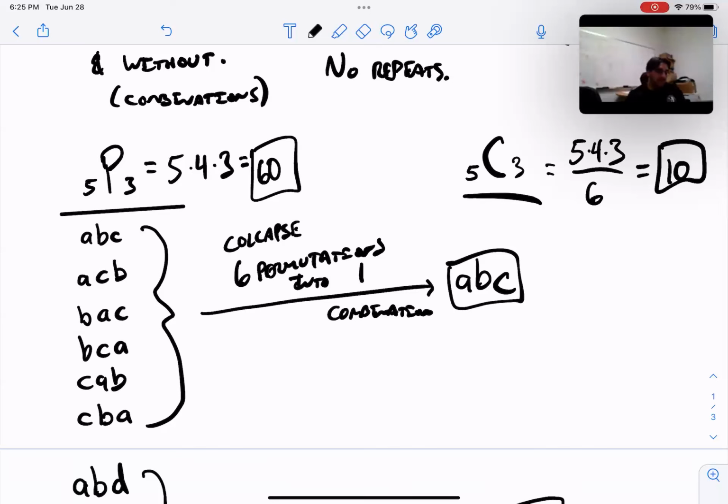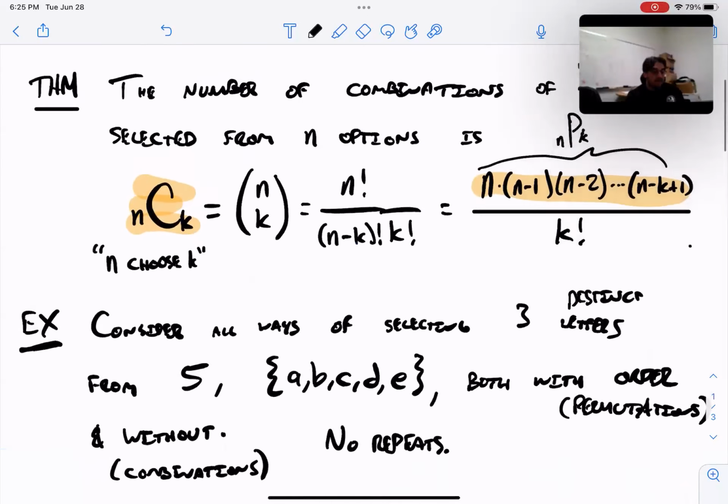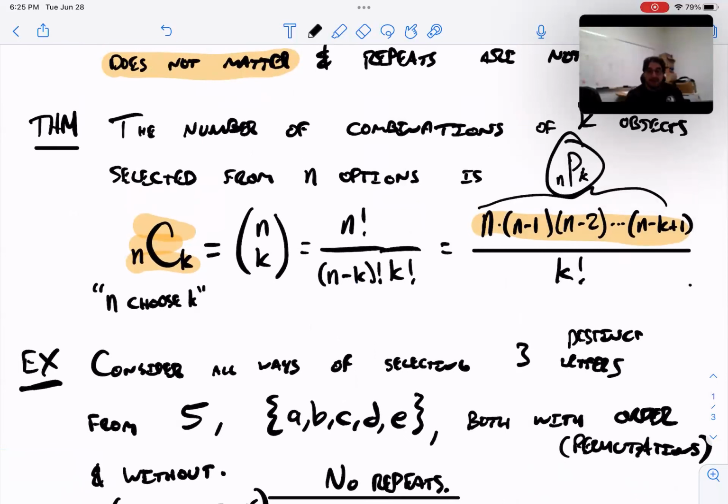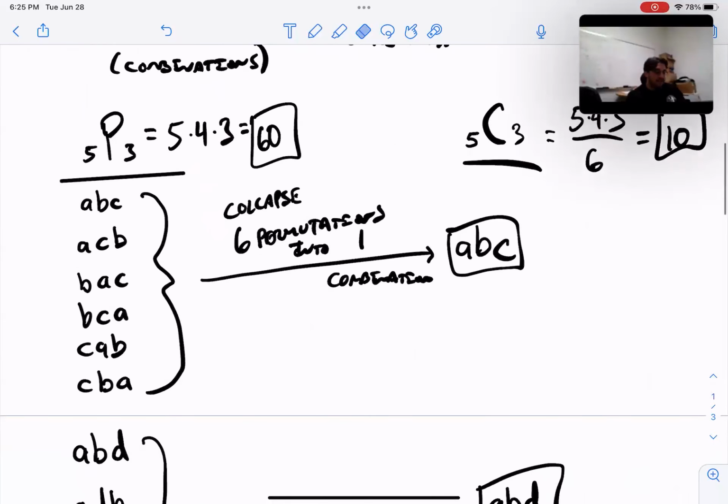So this is the correspondence. This is why we're taking the number of permutations, n permute k, and dividing it by something to get combinations. You're counting how many different orderings correspond to the same selection, where it's just the same objects, but in a different order. You're dividing off by that factor. So that's what's happening here.